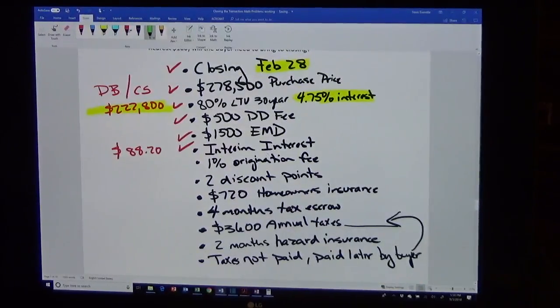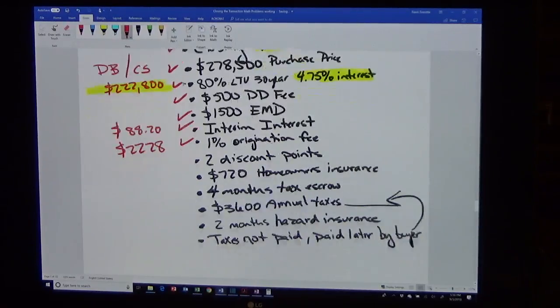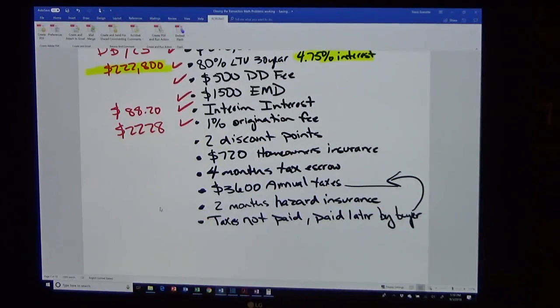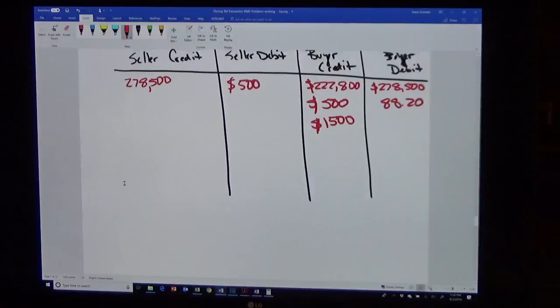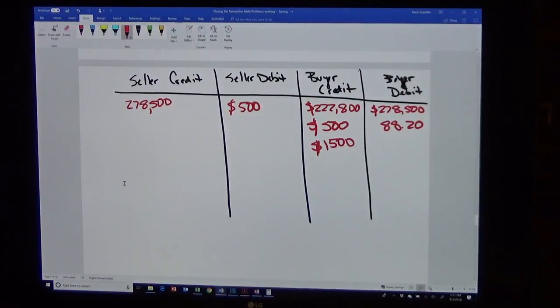So I'm going to put that in here on this sheet. $22.28. And I'm going to check that off because I'm going to put that in my worksheet. That is a buyer debit. $22.28 is a buyer debit for the origination.